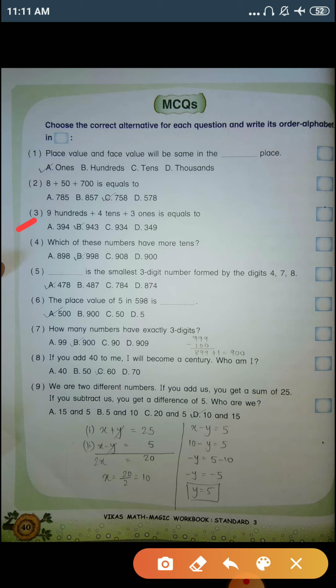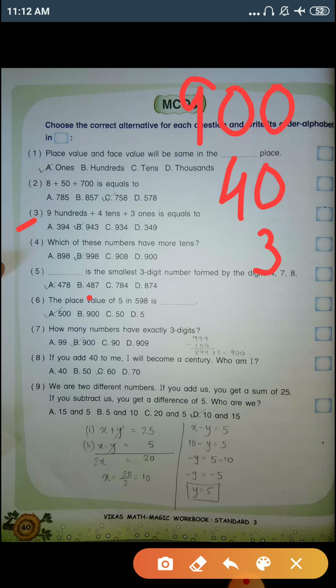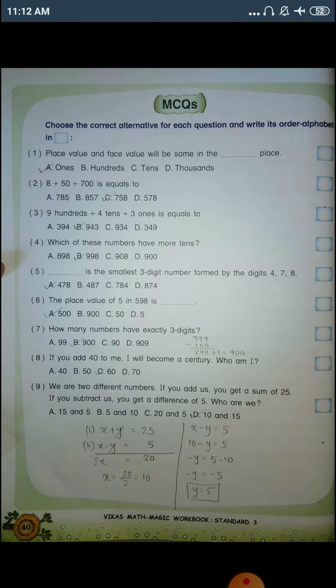Now question number 3. 9 hundreds plus 40 tens plus 3 ones. So everyone knows how to write 900. 900 means 900. Now 4 tens. 4 tens means 40 and 3 ones means only 3. Now add these numbers 3, 4, 9. So your answer is 943.